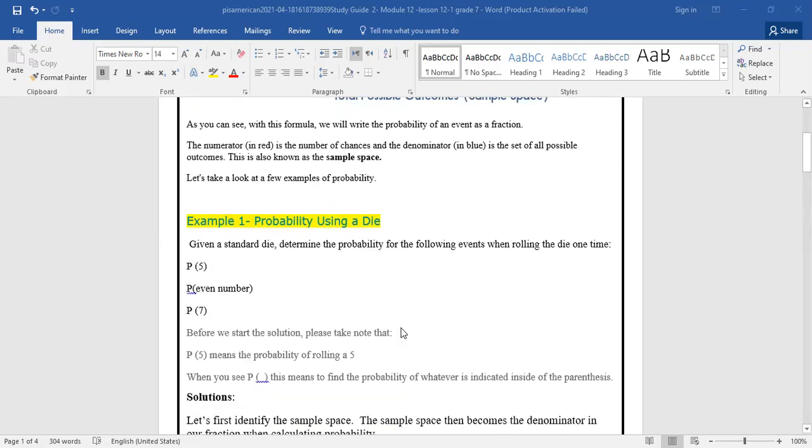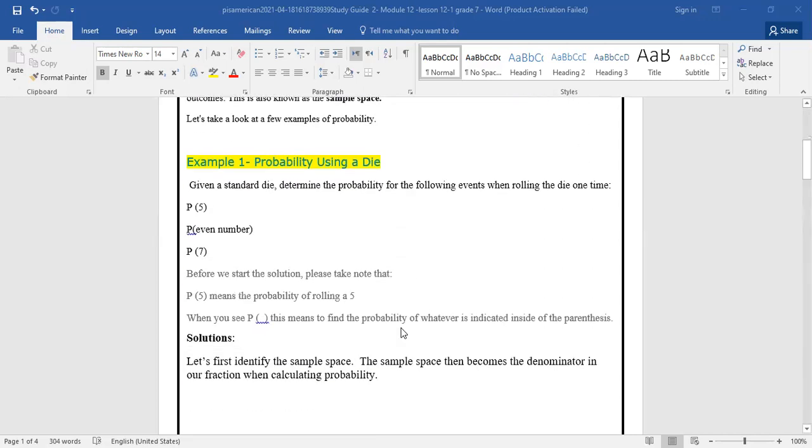For example, if we are working with the probability with the die, the total number of outcomes will be what, grade 7? Outcomes, it will be what? If you are working with the die, what are the possible outcomes? 1, 2, 3, 4, 5, and 6. Thank you. 1, 2, 3, 4, 5, and 6, right?